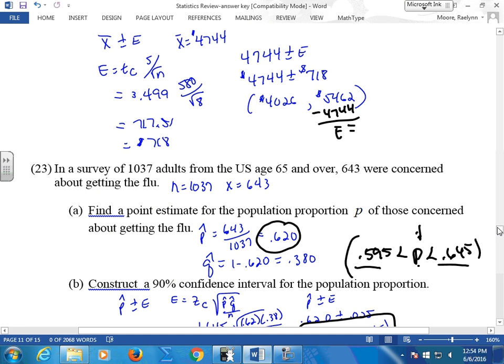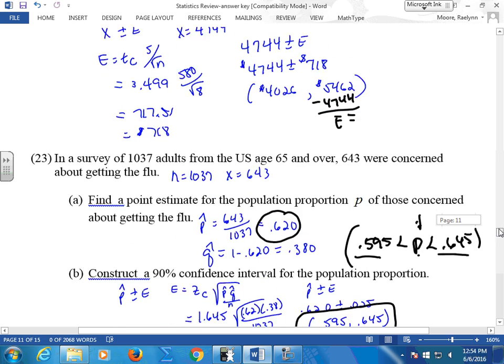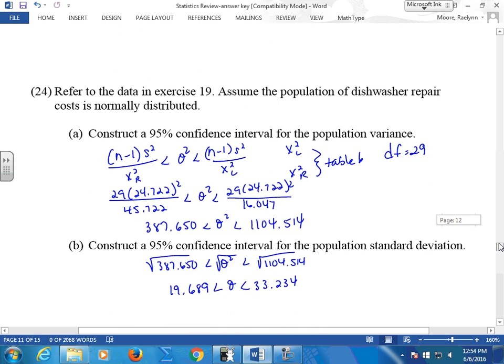Number 24 said go back to 19 and do this for the variance. Make a confidence interval for the variance. If you remember your chi-square, it has a variance. It takes care of the variance. It's always area to the right. A typical 2-point question would be, find me these numbers for chi-square.